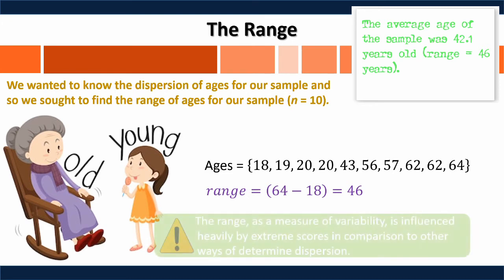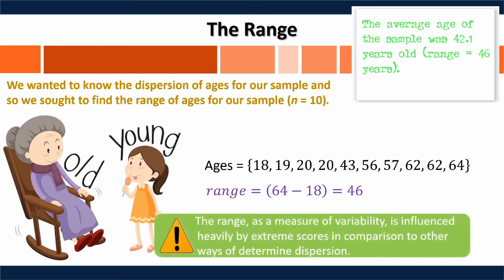One word of caution. The range is heavily influenced by extreme scores in a dataset compared to other metrics of dispersion or variability. As an extreme example, if you have 100 18-year-olds in your dataset and just one 100-year-old person in your sample, the dispersion of ages would in reality be really small, but the range would still be 100 minus 18, which equals 82, which is quite a large variability.